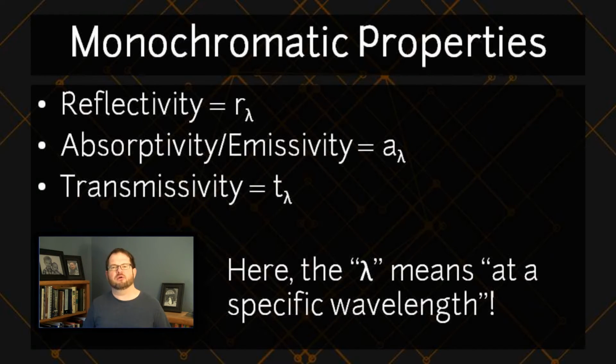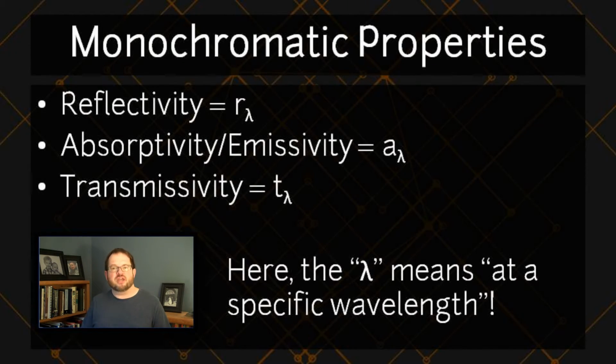Now, here's a great big word that'll be useful to you in crossword puzzles someday: monochromatic. Monochromatic is the right word in physics for at a particular wavelength. Remember lambda was our symbol for wavelength? So we put a little lambda by the R and the A and the T to talk about monochromatic reflectivity. That means at the particular wavelength I'm talking about, let's say 0.9 microns, what is the reflectivity of this object? If radiation with a wavelength of 0.9 microns is incident upon this object, how much of it will get reflected?